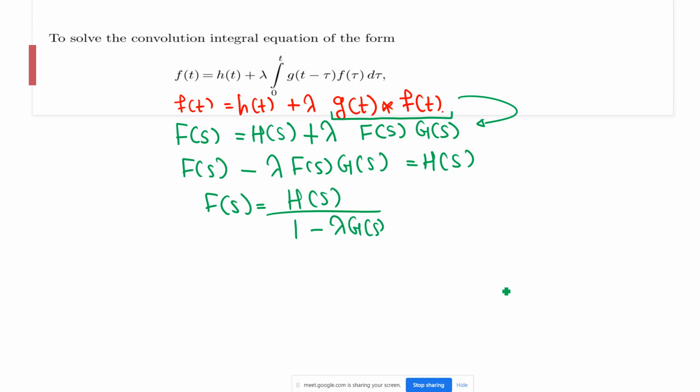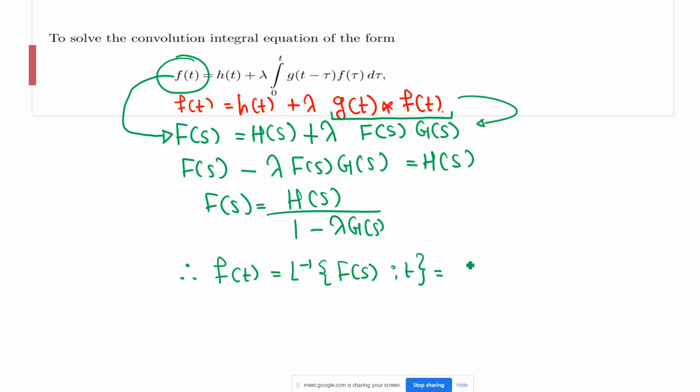That means convolution we defined in this way such that after applying the Laplace we get the answer as a product of the Laplace individually. Right? So what was our aim? Our aim was to find out this f of t. Now the Laplace of f of t is capital F of s. I want to go the reverse way. That means to find out my f of t, that would be the Laplace inverse of capital F of s. That is same as Laplace inverse of h of s upon 1 minus lambda g of s.